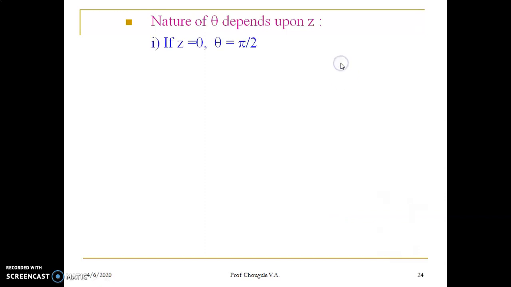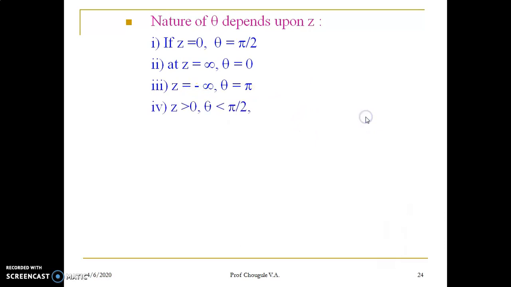Try out these examples. Next, what is the nature of theta, which depends upon z? If z is 0, theta will be pi by 2, which is the xy plane. When z is equal to infinity, theta will be 0. When z is minus infinity, theta will be pi. For z positive, theta will be an acute angle. When z is negative, theta will be an obtuse angle.